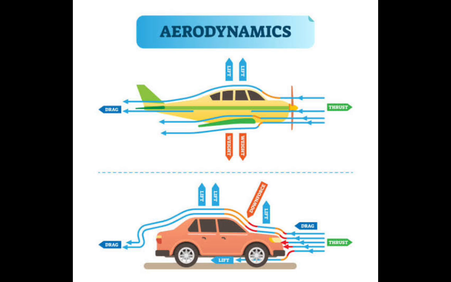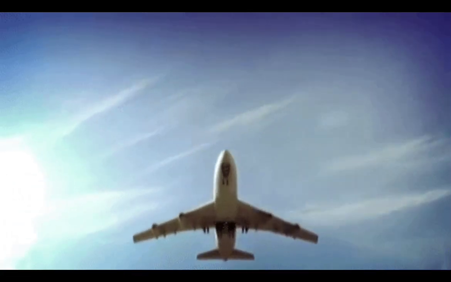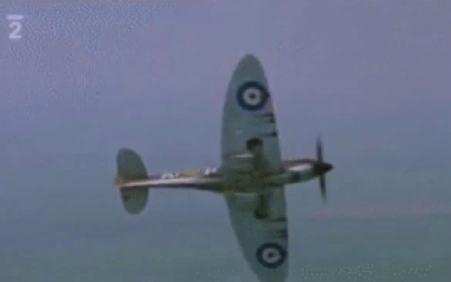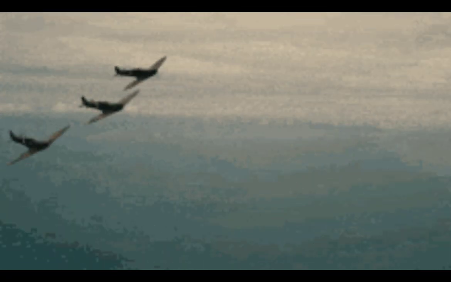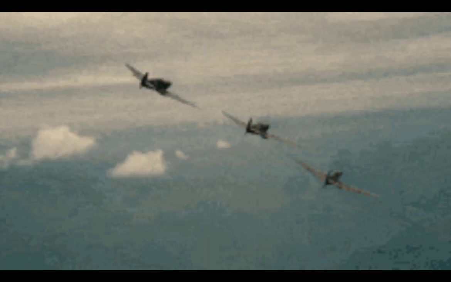Think of a paper airplane when you throw it forward. The shape of its wings creates a little bit of lift as it moves through the air. Gravity pulls it down and the air resists its movement. A real airplane just does this on a much larger and more controlled scale.